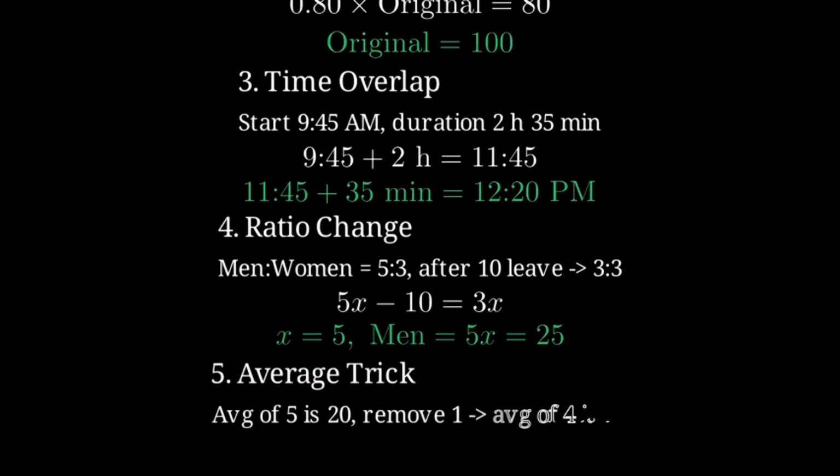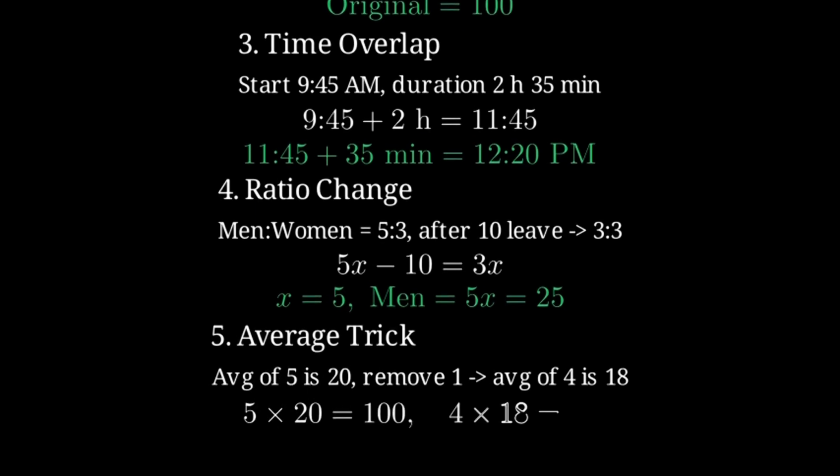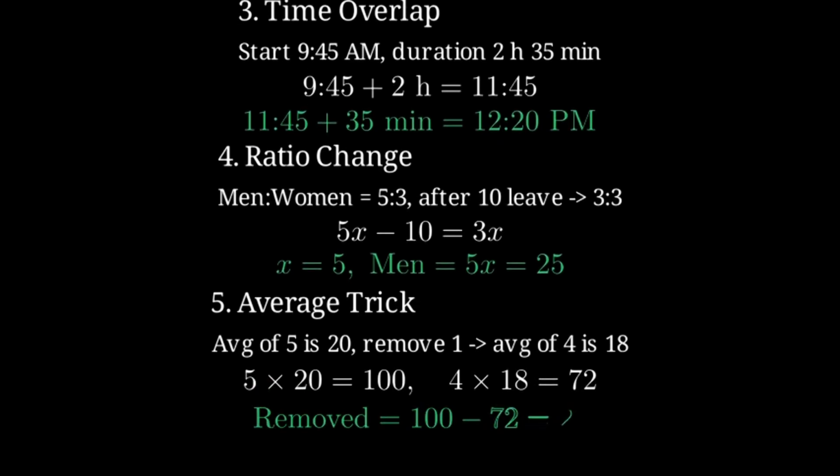Problem 5. The average of 5 numbers is 20. One number is removed, and the new average is 18. The original total is 100. The new total is 72. The removed number is 28.